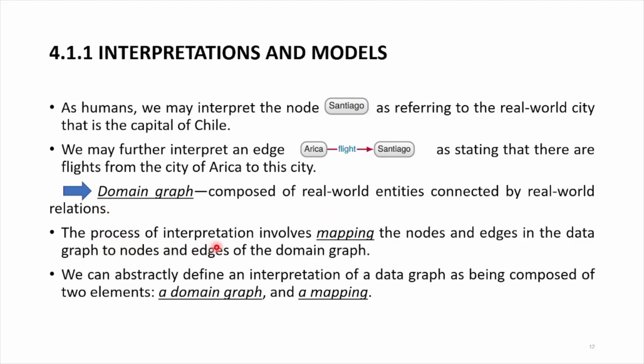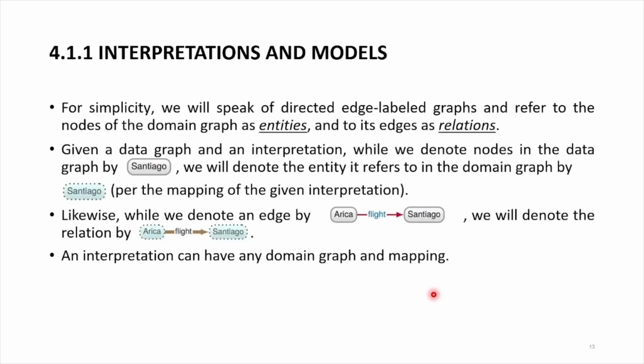The process of interpretation involves mapping the nodes and edges in the data graph to nodes and edges of the domain graph. We can abstractly define an interpretation of a data graph as being composed of two elements, which are a domain graph and a mapping. The domain graph follows the same model as the data graph. For example, if the data graph is a directed edge-labeled graph, then it will be the domain graph too. For simplicity, we will speak of directed edge-labeled graphs and refer to the nodes of the domain graph as entities and to its edges as relations.